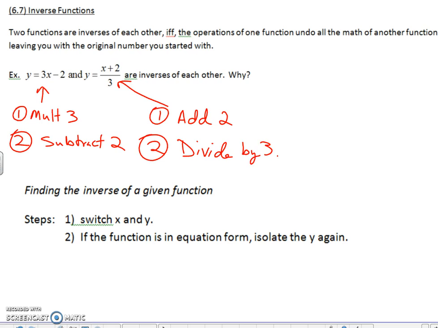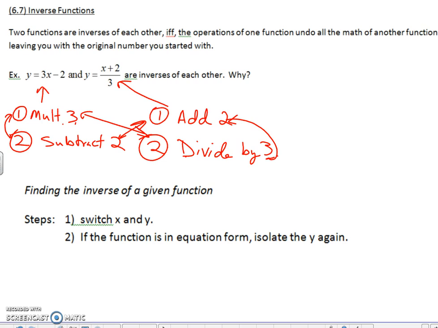Ladies and gentlemen, if you think about this, what's the opposite of multiply? Divide. What's the opposite of subtract? Add. And didn't they also switch the order in which we did them? I multiplied first, subtracted second. So I should add first and divide second if I'm doing the inverse. I hope that kind of makes sense on why we did that.